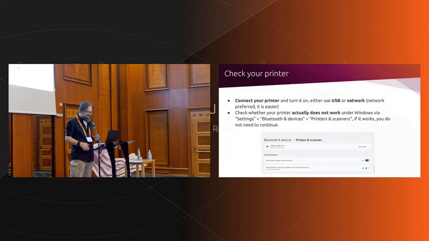At first, you have to check your printer. To do that, you have to connect your printer to your Windows machine, either by USB or the network. And then you have to open the printer setup tool of Windows. It's nicely hidden. It's under Bluetooth and devices, printers and scanners. There you find the printer setup tool of Windows. And then you have to see: is your printer shown as already supported? If yes, you are done. Then you don't need the trick which I'm presenting here. This printer still works under Windows. And if not, then you have to go on.